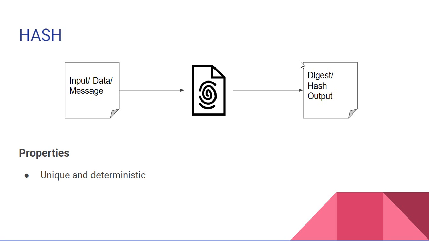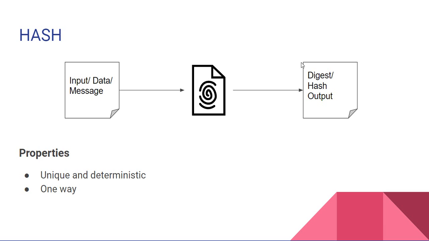So this hash function should have certain properties. For example, it should be unique and deterministic. So by this we mean that if I'm passing the same data multiple times on the same hash function, the digest which I'm getting out of it should be unique. It shouldn't happen that one time I'm getting some value, another time I'm getting another value. Rather, it should be same across all the runs.